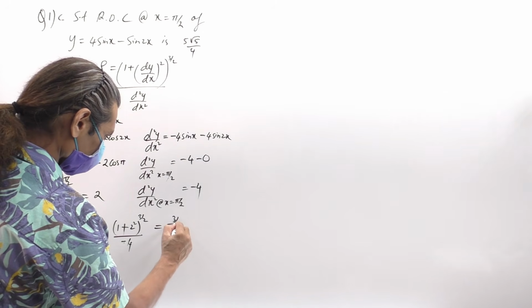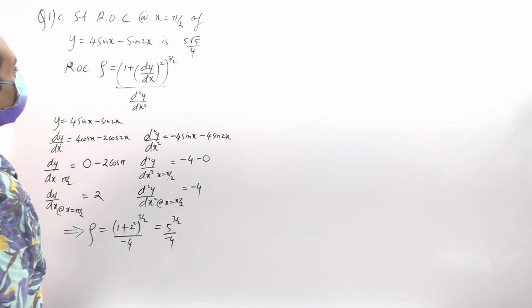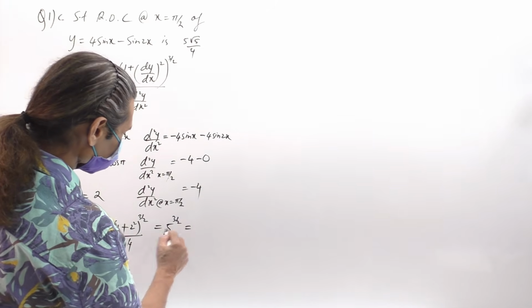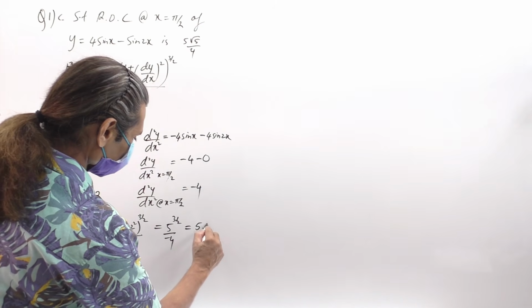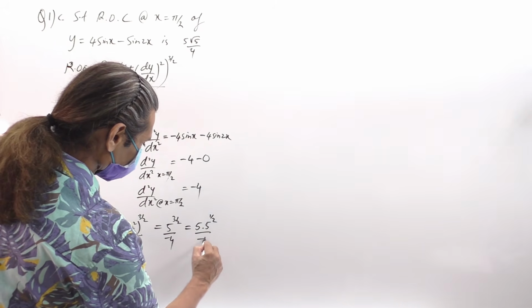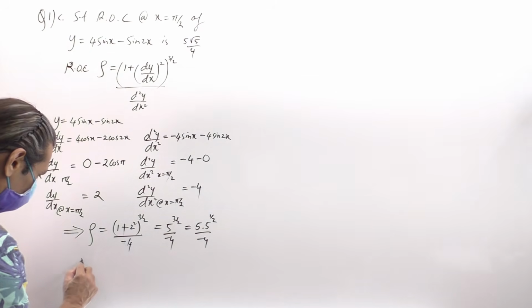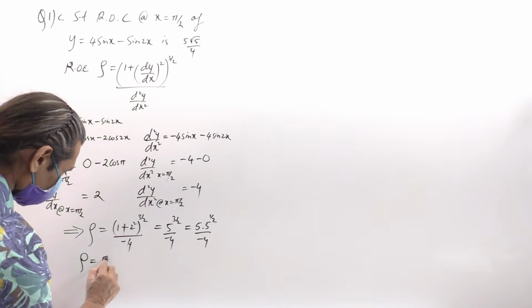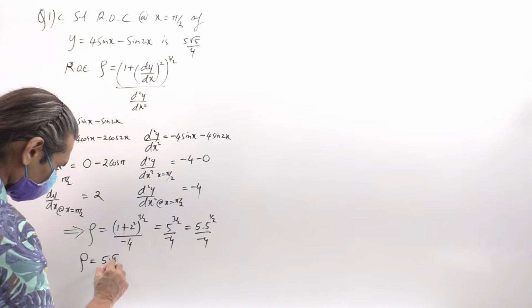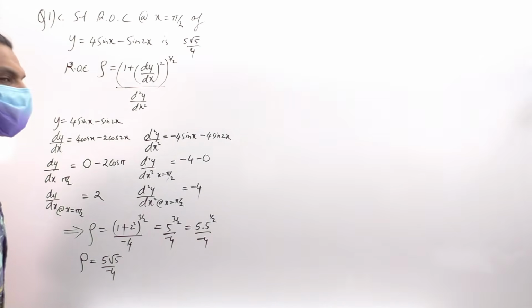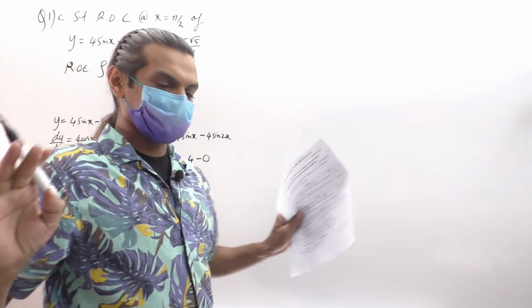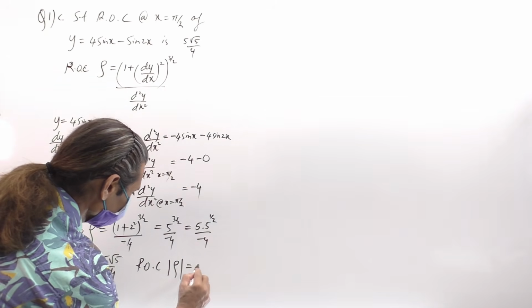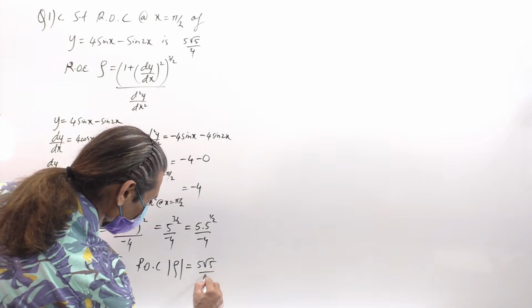phi raised to 3 by 2 upon minus 4. Okay, so phi raised to 3 by 2 can also be written as phi into phi raised to 1 by 2, am I right, upon minus 4. Therefore rho is equal to phi root phi, because phi raised to 1 by 2 is root phi, upon minus 4. As the radius of curvature is always positive, the radius of curvature, modulus of rho, is equal to phi root phi by 4.